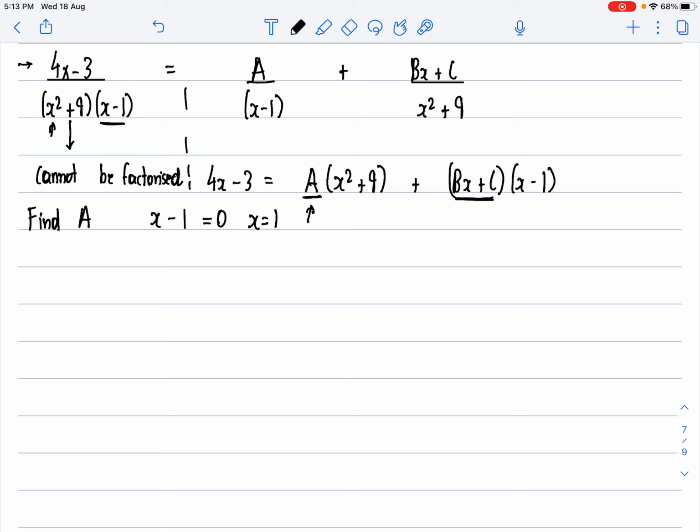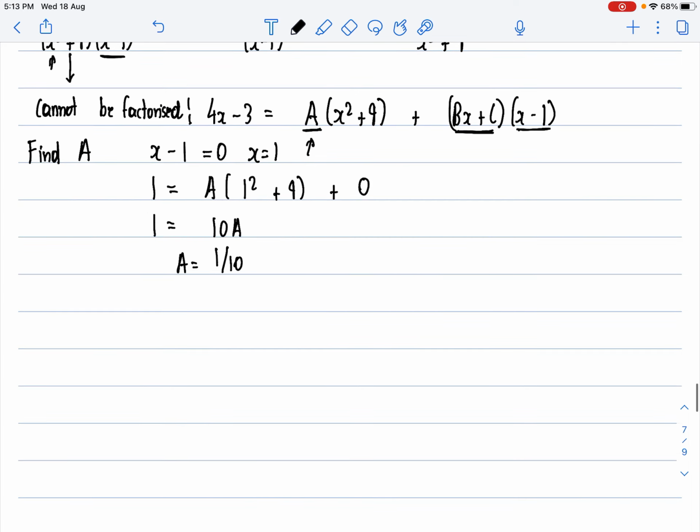Now I basically substitute. So I basically get 4 into 1, which is 4, minus 3, which gives me 1, which is equal to a into 1 square plus 9, plus, here I know this full thing will be 0 because 1 minus 1 is 0. So I'll basically get 1 equals 10a. So I get my a basically as 1 over 10.